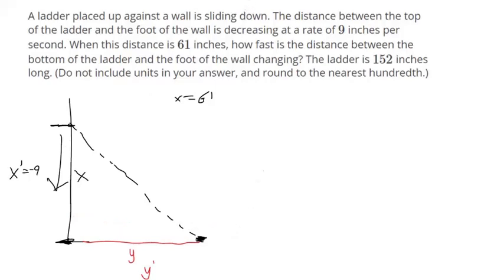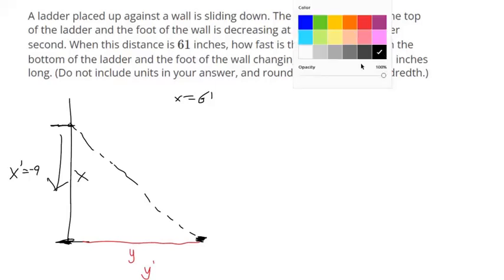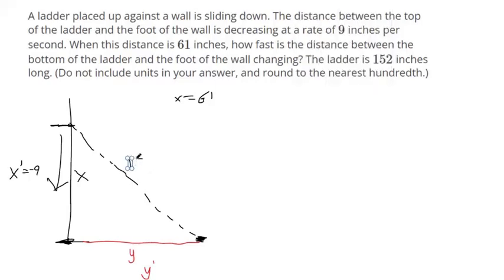Okay, and then they tell us the ladder is 152 inches long. So this is 152 here. Okay, I think we have everything we need. The first thing you want to do is set up an equation that models the things that we don't know. Like how long this distance is depends on time, right? Depends on some unknown variable t.